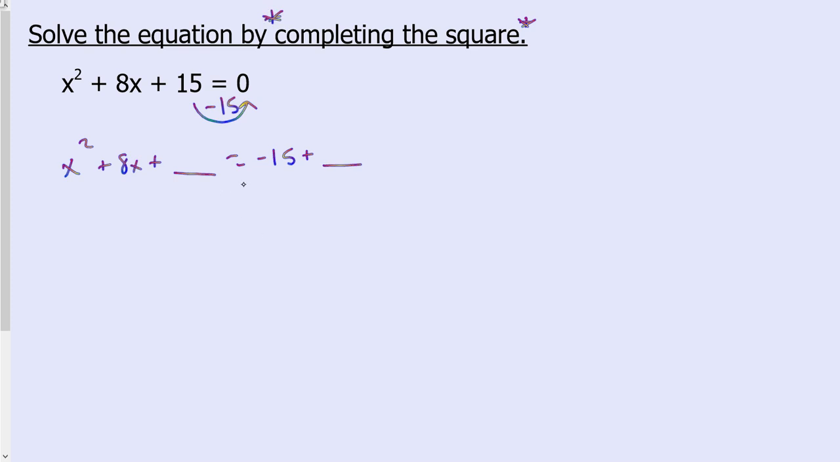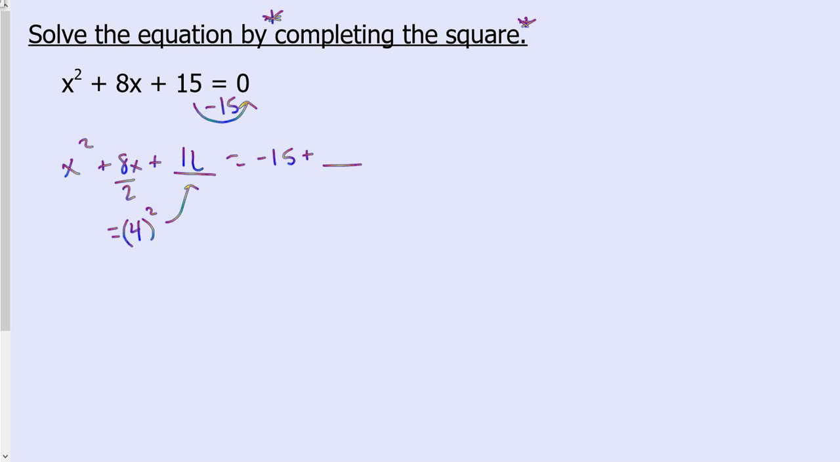Okay? So now I can focus on just the left-hand side and complete the square. So how am I going to complete the square? I'm going to take this value of b here, 8, and divide it by 2. And 8 divided by 2 gives me 4. I'm going to take that number 4 and square it, and that is my magic number.